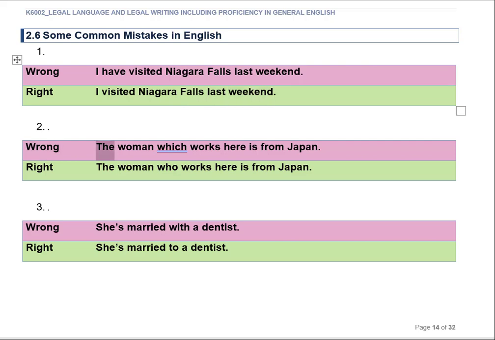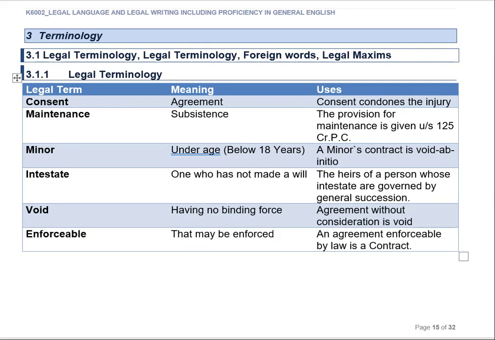Wrong. The woman which works here is from Japan. Right. The woman who works here is from Japan. Wrong. She's married with a dentist. Right. She's married to a dentist.